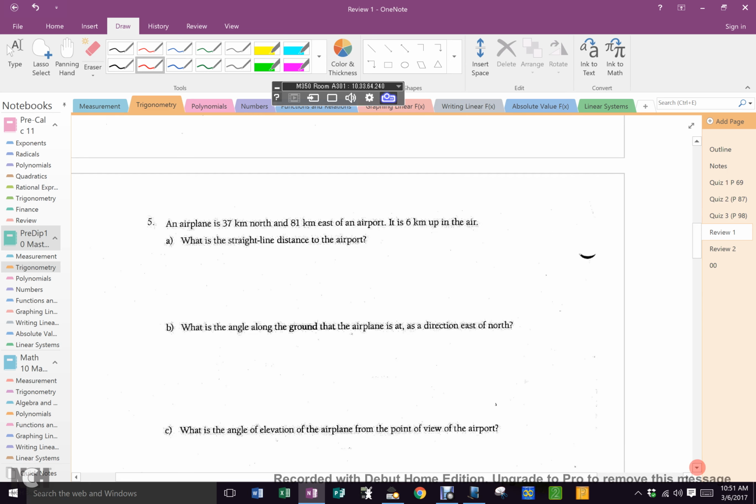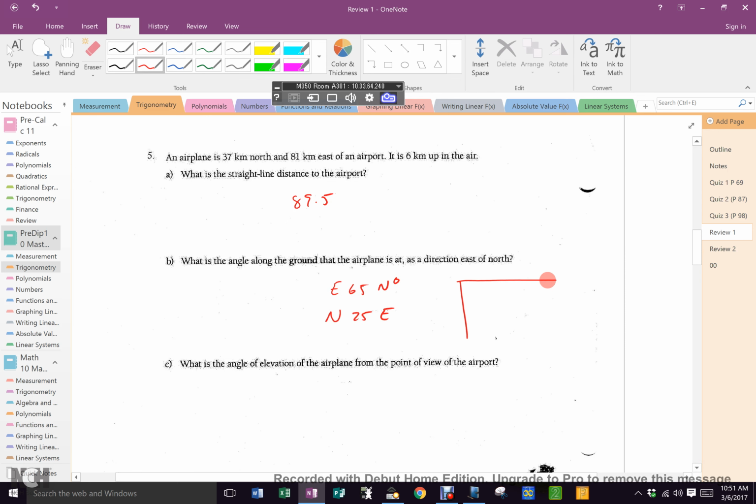Yep. All right. Now it's easier because there's no real way around it. Now it's just answers. Straight line distance to the airport is 89.5. Okay? Everybody good? Angle along the ground east of north. It is east 65 north, I believe. Or north 25 east.